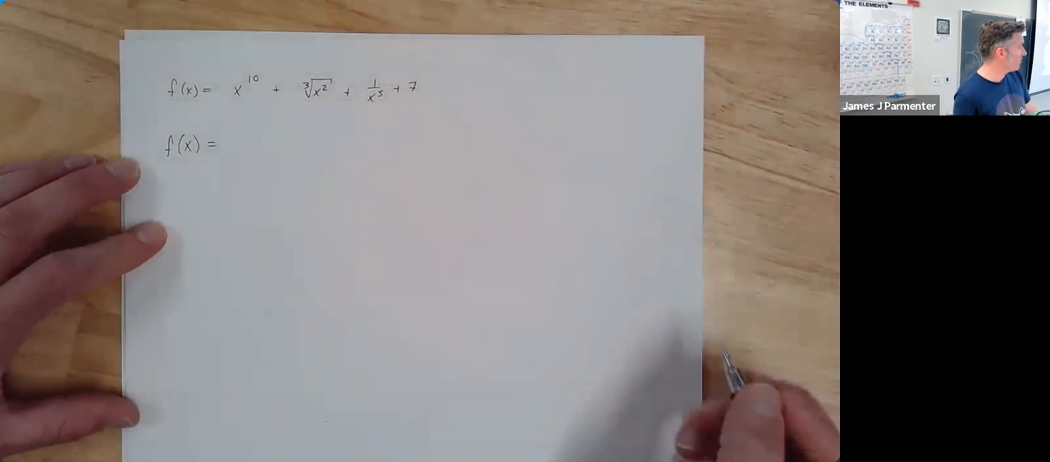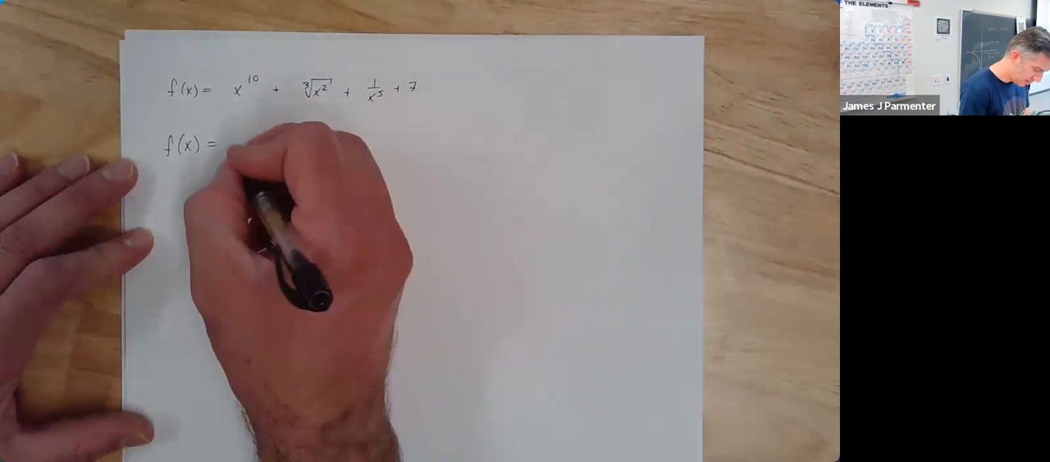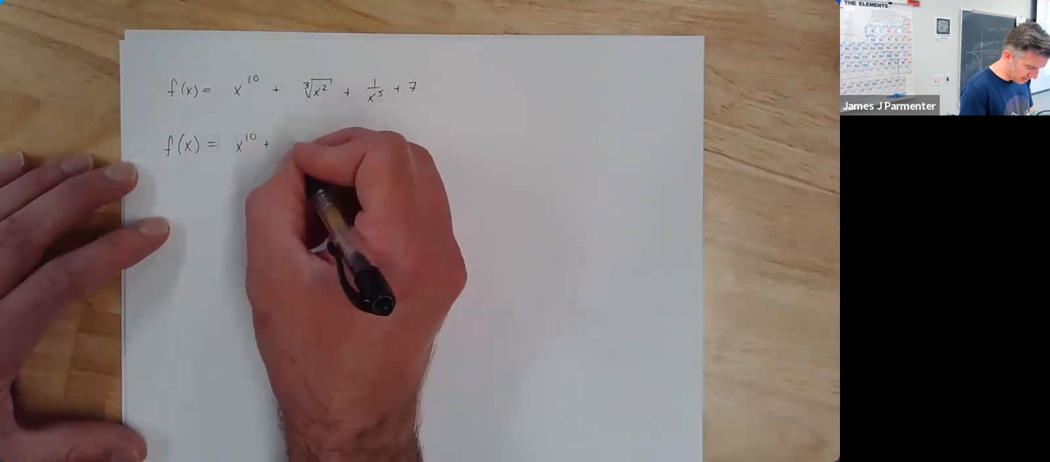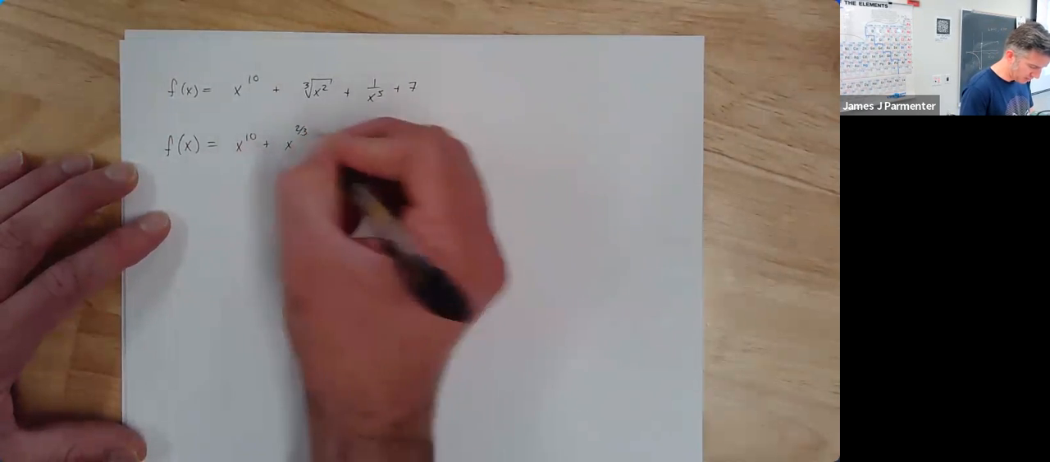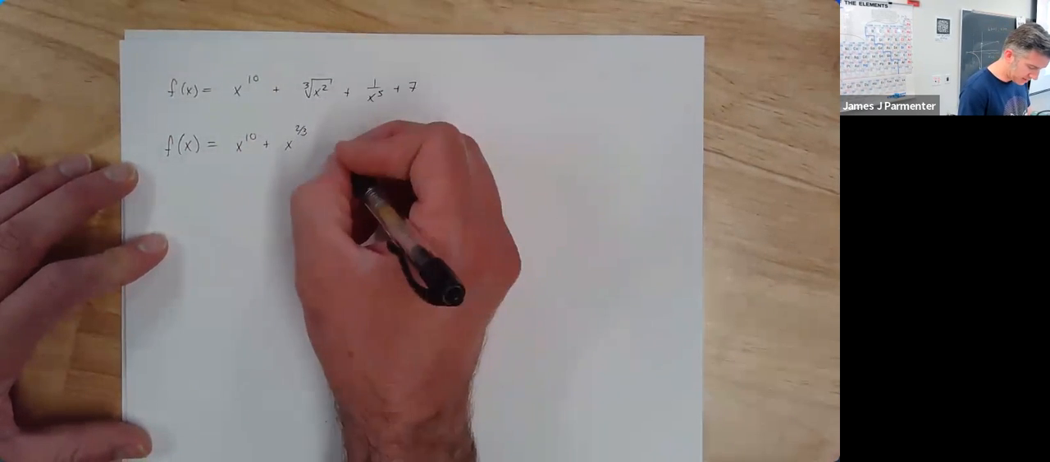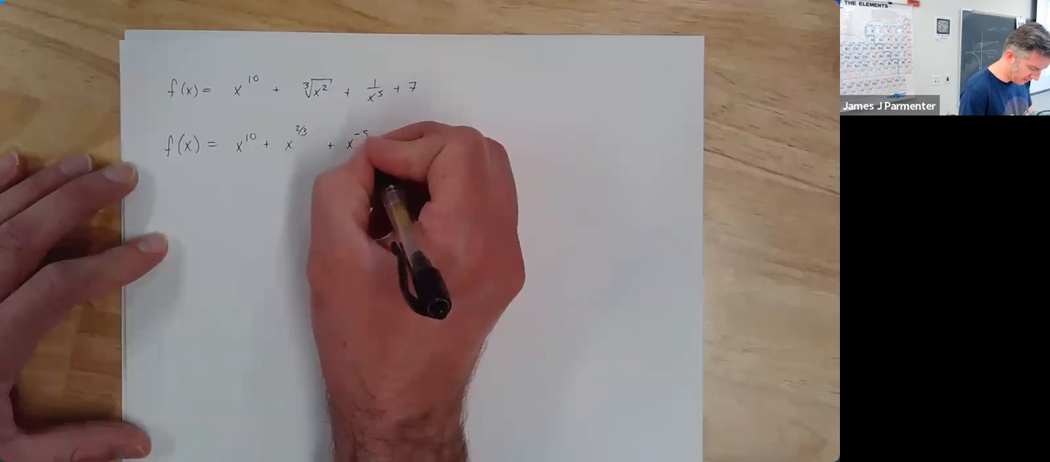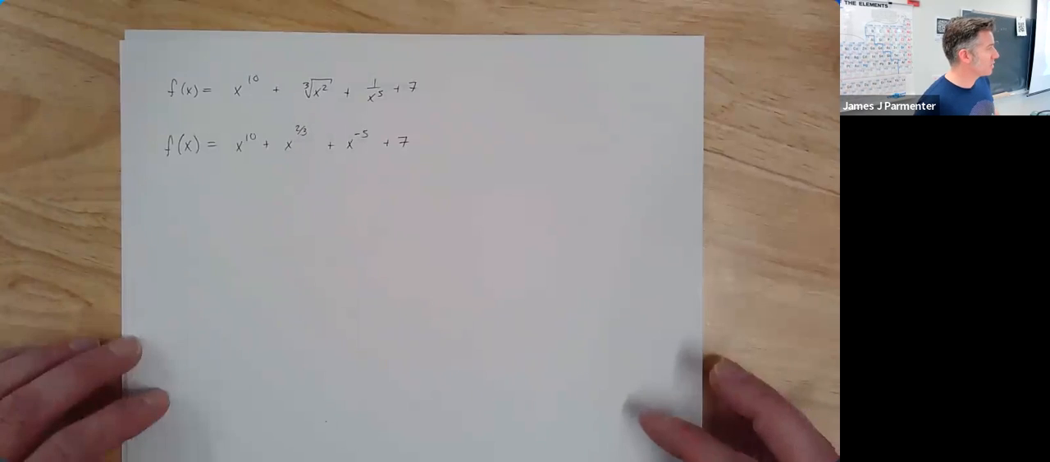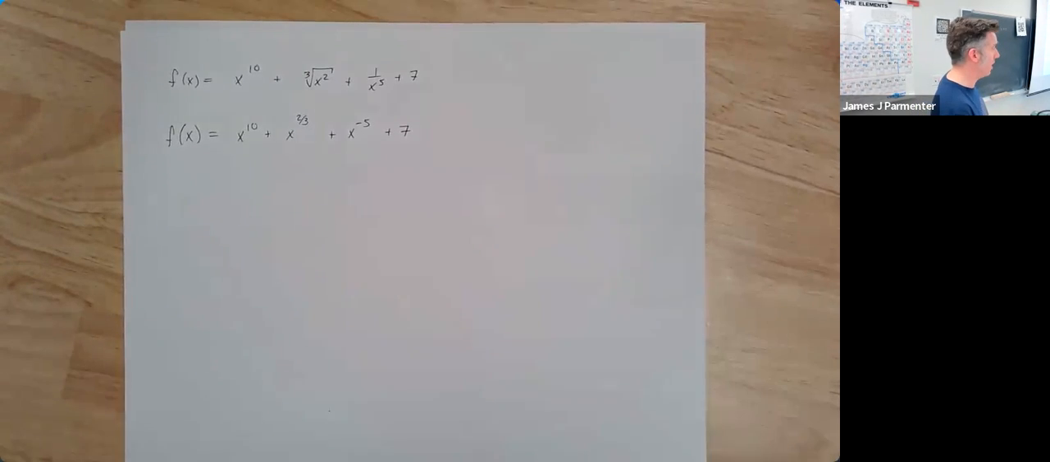Don't write it as the derivative. You're not taking the derivative yet. It is x to the 10th plus the cube root of x squared, which is x to the 2/3 power, and 1 over x to the 5th is x to the negative 5th. And now these all look like x to a power, and I can just throw the power rule at it.